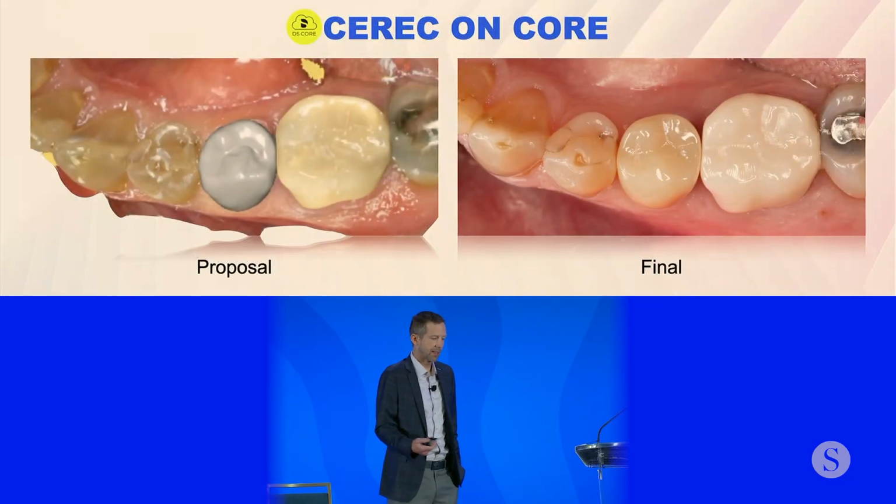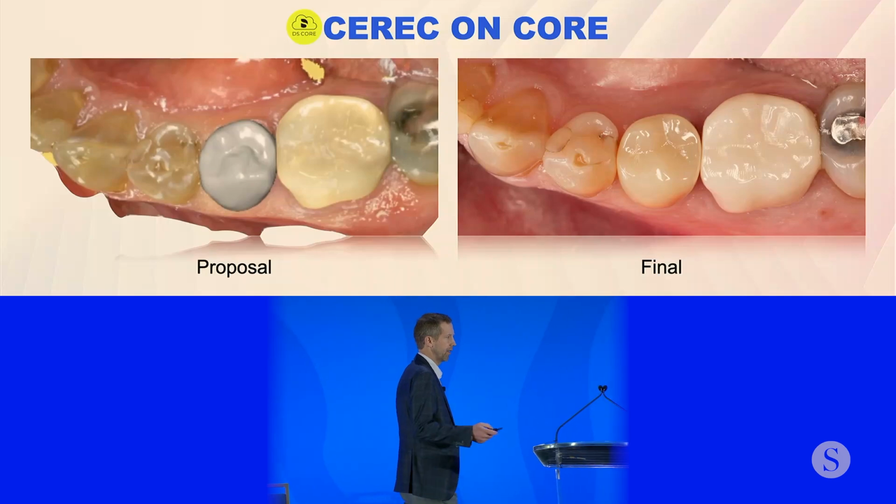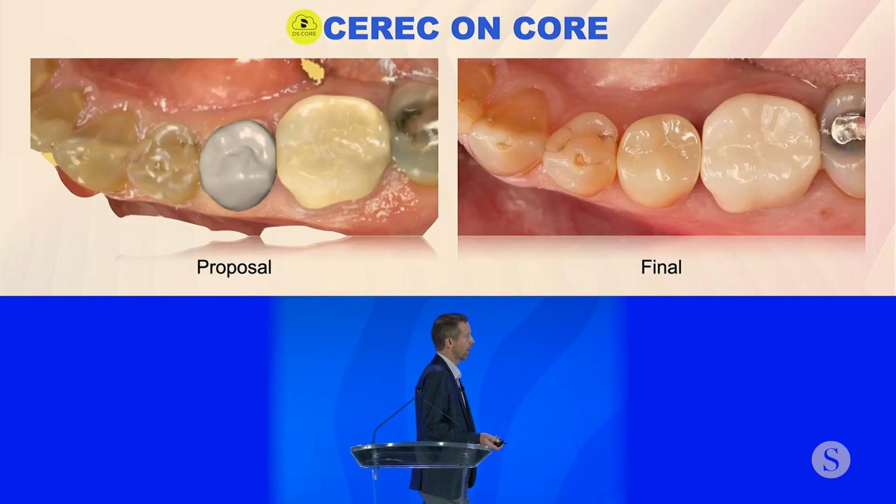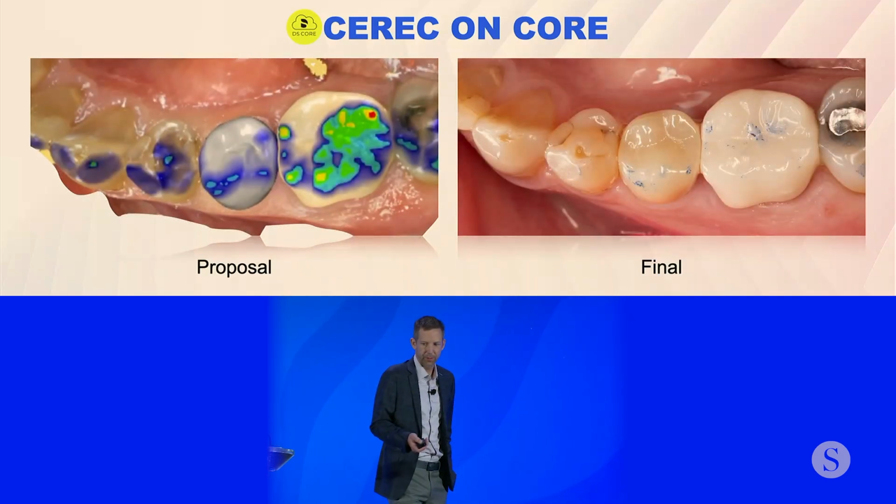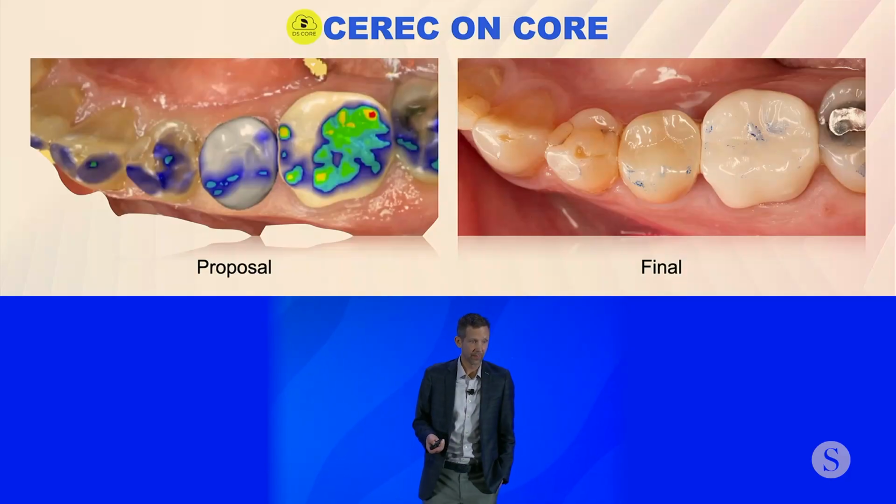So this is a crown. It does a pretty good job. You can see the proposal and the final zirconia crown, and you can also see they got the occlusion pretty closely as well.